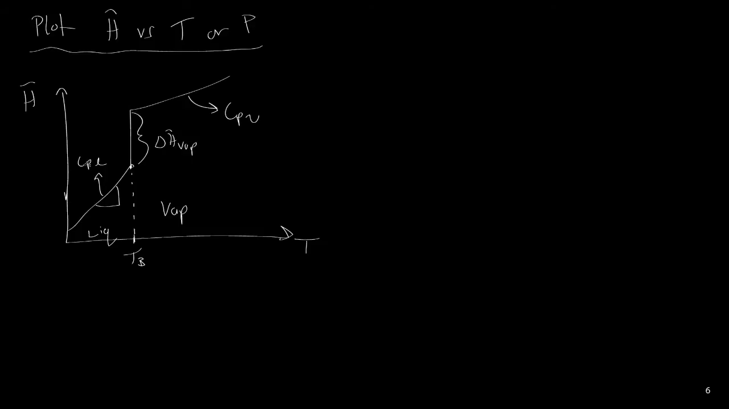You'll notice that I drew the slope a little steeper for the liquid than I did for the vapor, and that's generally because the C sub P of the liquid is greater than the C sub P of the vapor because there are more intermolecular bonds in the system.